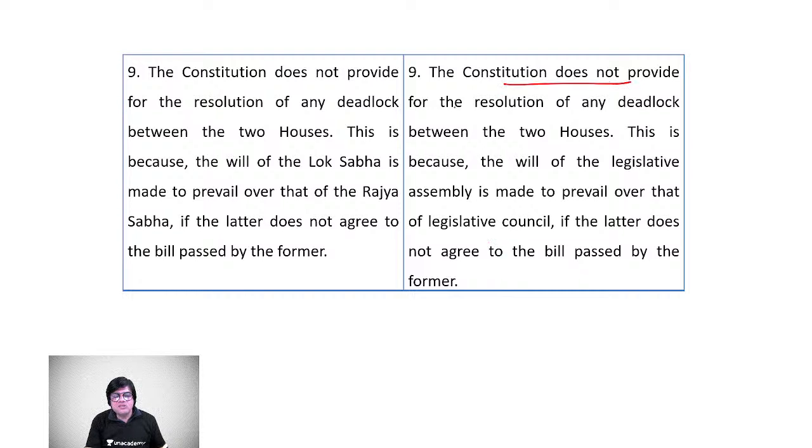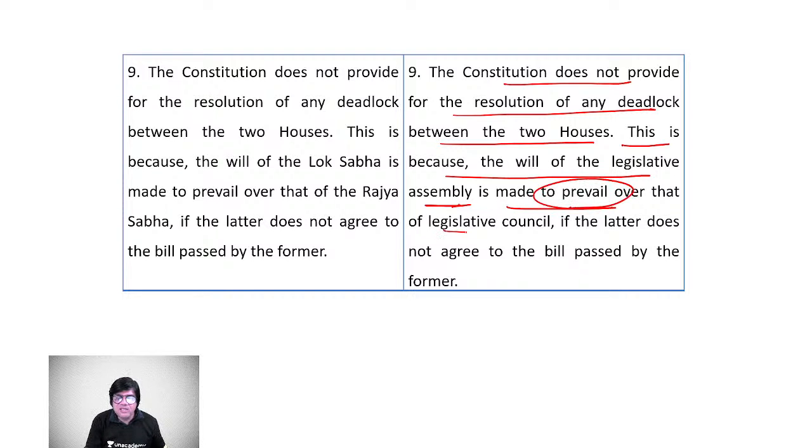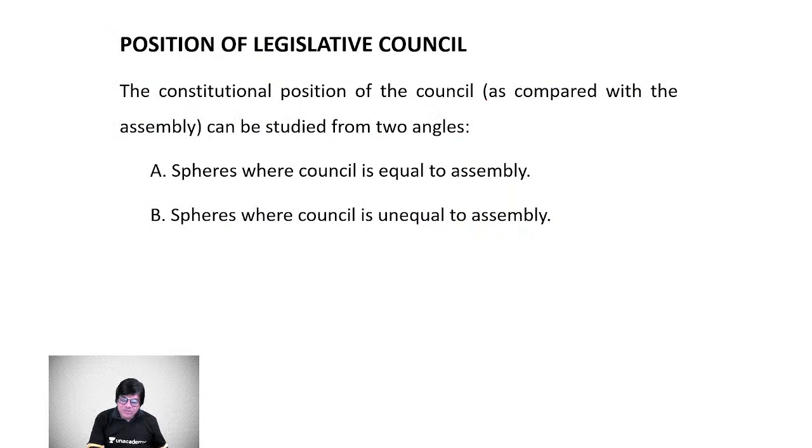And the Constitution does not provide for the resolution of any deadlock between the two houses, and this is because the will of the Legislative Assembly is made to prevail over that of the council. And if the latter does not agree to the bill passed by the former, obviously, that we already stated and understood. So students, that is the position as regards the ordinary bills as well as the money bills, and we see that overriding powers are there with the Assembly.